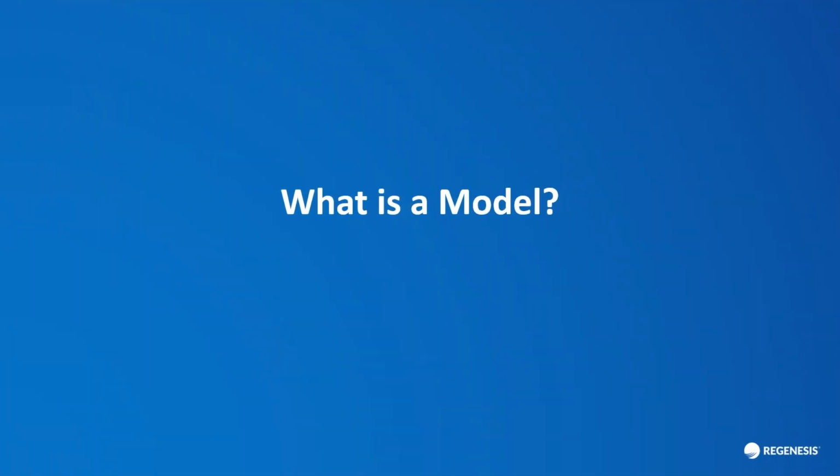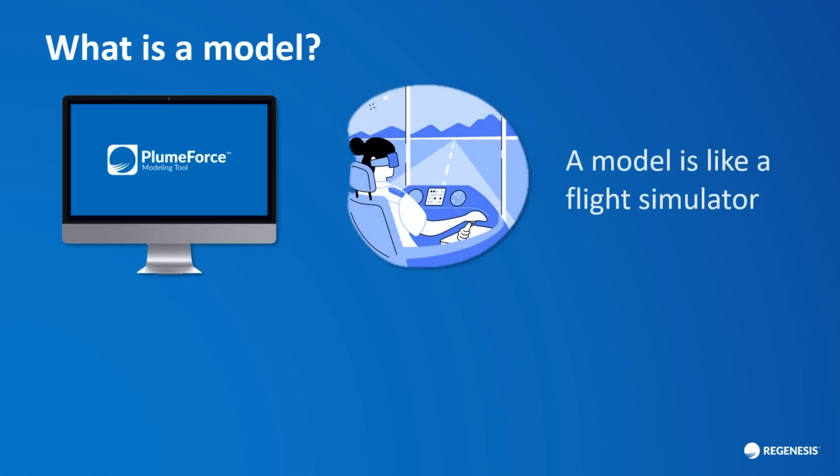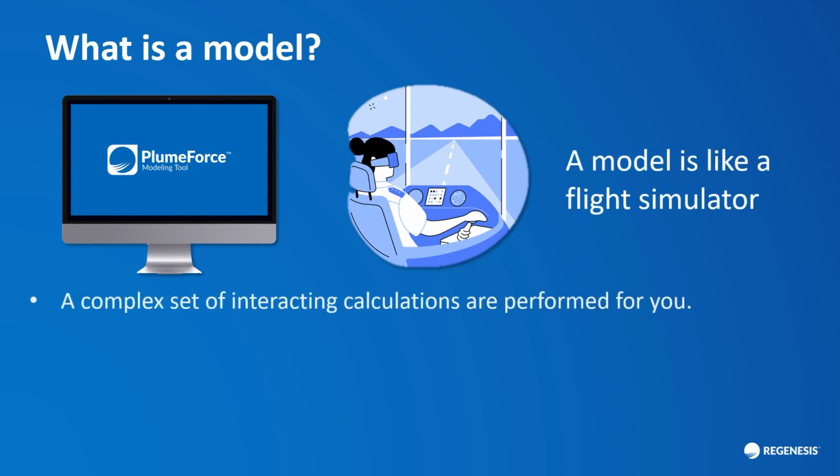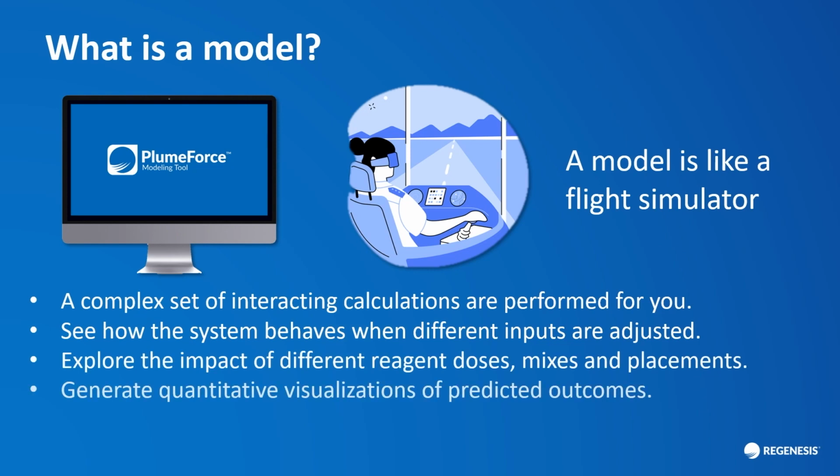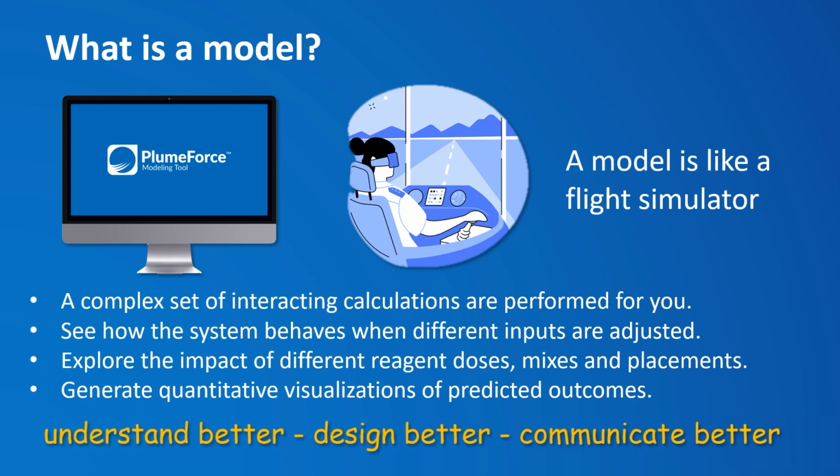What is a model? Well, a model can be thought of as rather like a flight simulator. It's a tool which will perform a complex set of interacting calculations for us, so that we can see how the system behaves when different inputs are adjusted. For example, we can use it to explore the impact of different reagent doses, different reagent mixes, or different reagent placement arrangements. And the software can then generate quantitative visualizations of the predicted outcomes of any of the scenarios that we've chosen to explore.